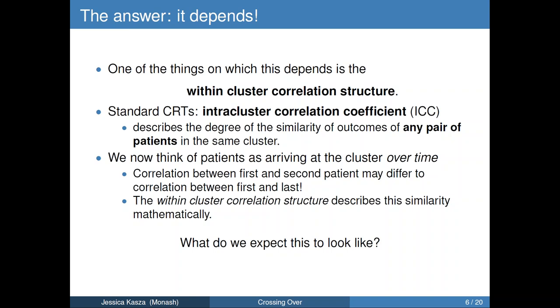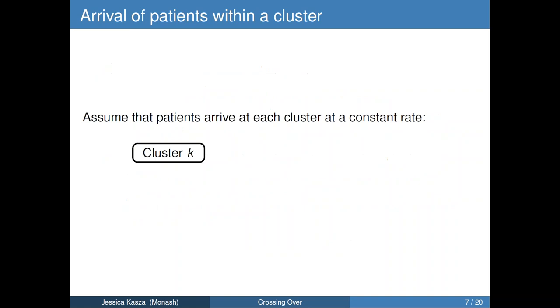So for any pair of subjects within a cluster, we can look at the within cluster correlation structure and pick out what their correlation is. So what do we expect this within cluster correlation structure to look like? Well, we've got a few choices that we could consider. But before we get to those, let's think about the arrival of these patients within a cluster.